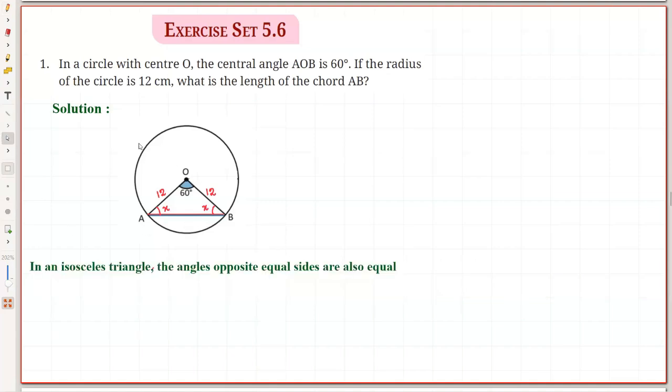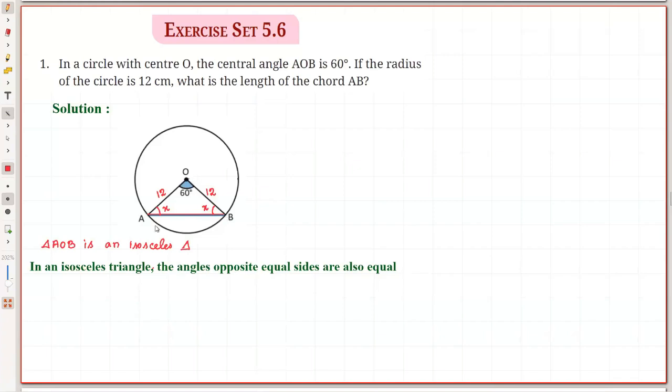Now I'm taking AOB as an isosceles triangle first. Why? Because two sides are equal is given. Therefore, I can write first: triangle AOB is an isosceles triangle. In an isosceles triangle, the angles opposite to the equal sides are equal, or we can say base angles are equal. I'm taking the base angles as X and X.